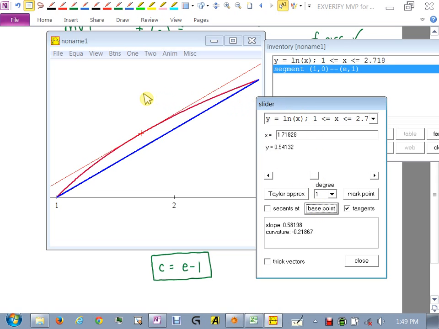Okay. You satisfied? Does it look like we have found the point in here where these are parallel? Yes? Okay. So every continuous function on a closed interval, which is also differentiable on the inside, must achieve its average value.